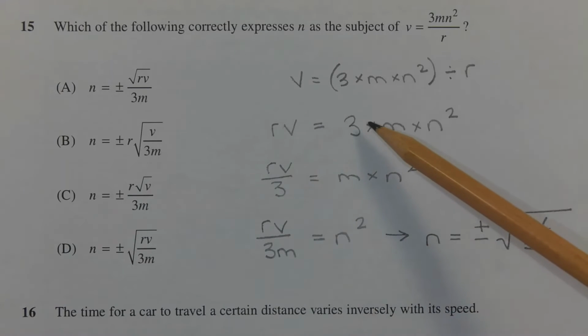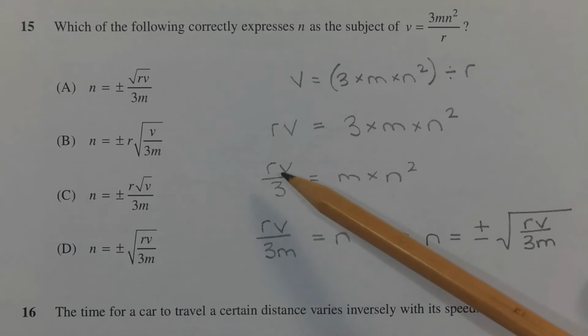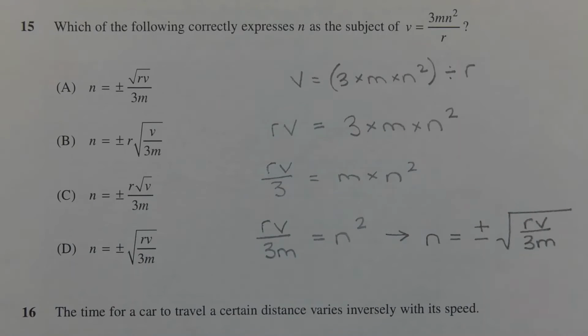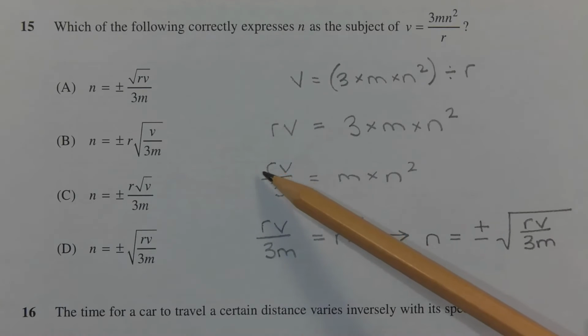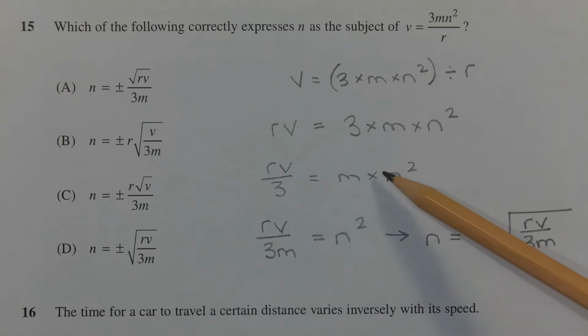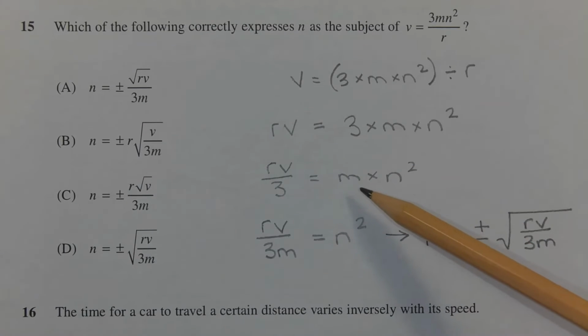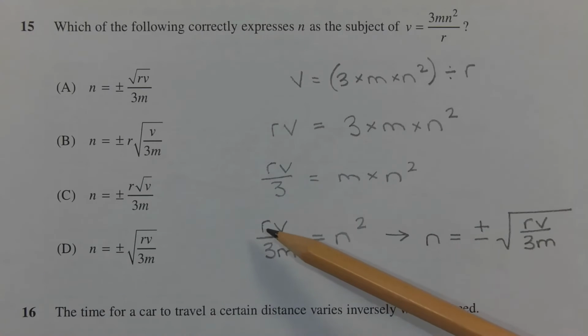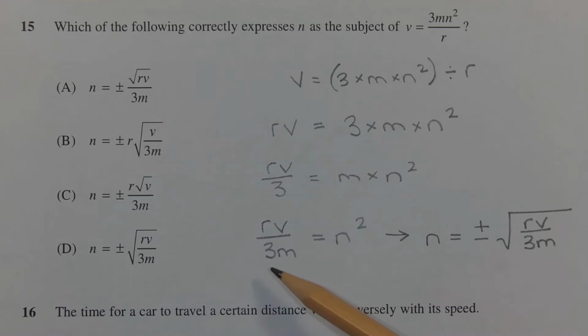The next step is to move this multiplication by 3 over to the other side. And the inverse or the opposite of multiplying by 3 is to divide by 3. So we have rv over 3 is equal to m times n squared. We could move this multiplication by m over to the other side in the same way. So the equation becomes rv over 3m is equal to n squared.